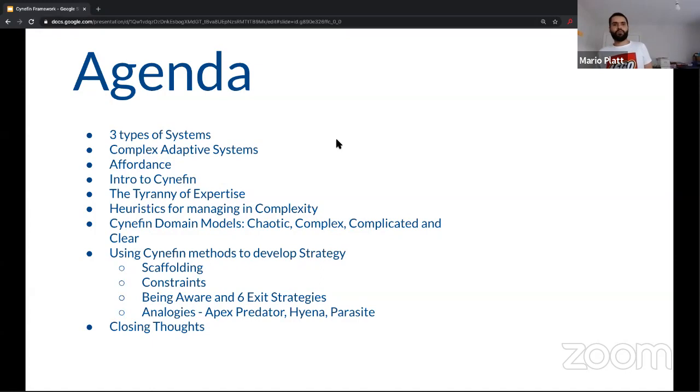And then we're going to finish with a view on how we can use ideas from Cynefin and complexity science to help us develop security strategy. That is about scaffolding, constraints, and exit strategies from aware, which is the old disorder domain of Cynefin. We'll also talk about analogies we can use to help inform our strategies, and then we'll finish. So this is going to be a double act between myself and Phil Huggins.